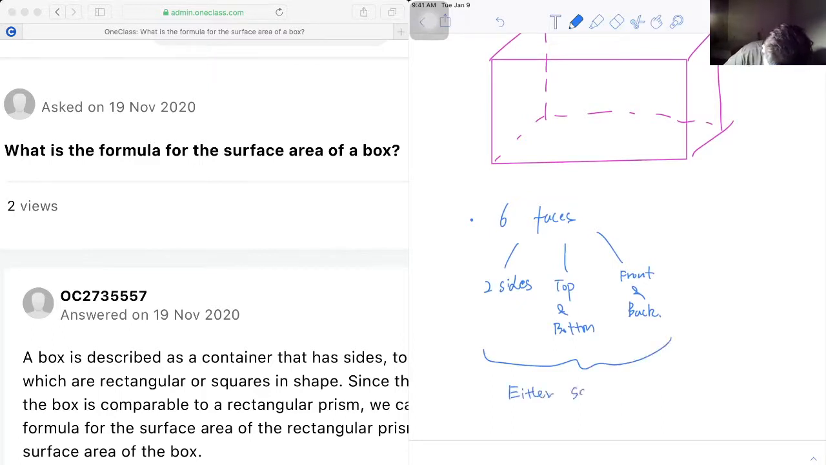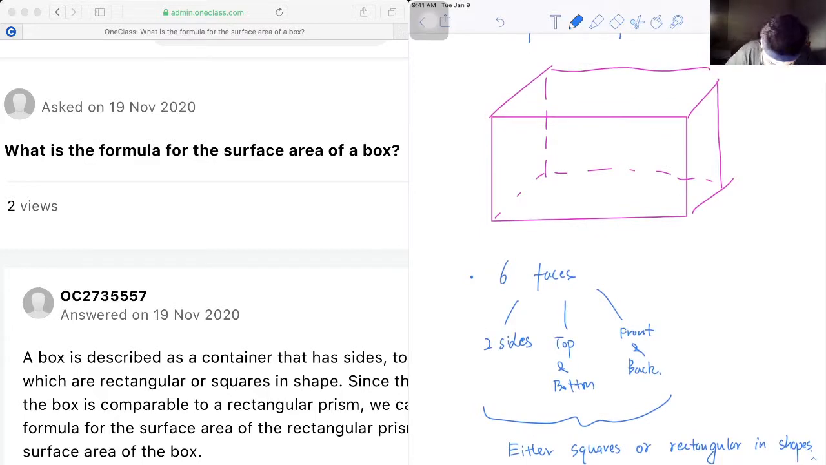Either squares or rectangular in shape. So since the shape of the box is comparable to a rectangular prism, we can use the formula for the surface area of the rectangular prism to get the surface area of the box. First, let's call the length L, the width W, and the height H.